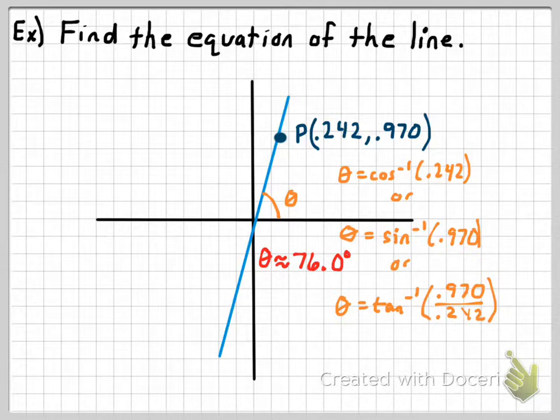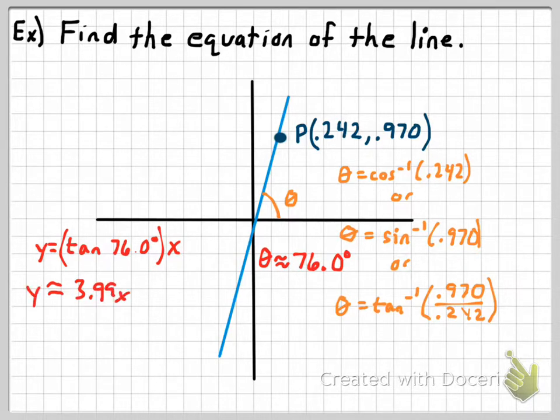So then the equation of the line, we could say, is y equals the tangent of 76.0 degrees times x, which then is equal to, or approximately anyway, 3.99x. All right, you see how that works? Now, in this case, we simply could have just done 0.970 divided by 0.242. That would have given us basically the same thing, but I'm trying to tie this into trig ratios.